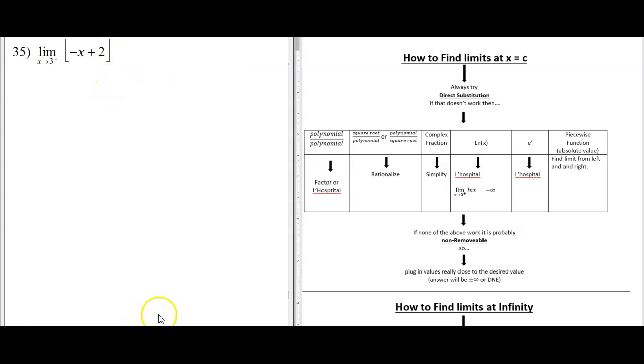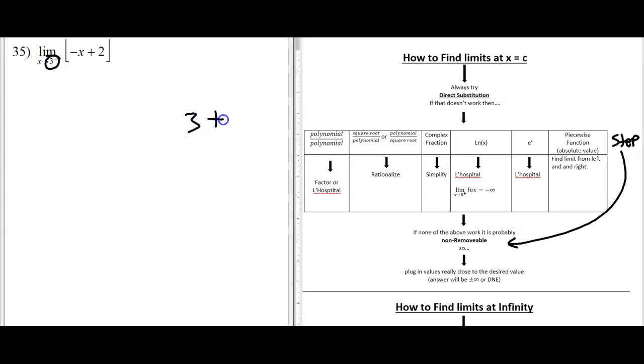Okay, a step function. Now, I don't think I put these on our chart, but you guys might remember, so maybe add a little note here. Step functions, just draw an arrow to this, because step functions are non-removable. So the only way to do it is by plugging in a value that's really close to the desired value. So I want to plug a number in that is bigger than 3, but only by a little bit.